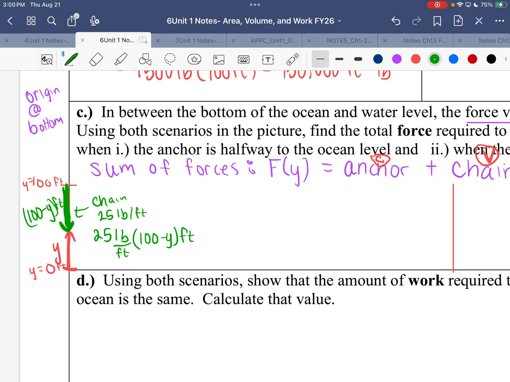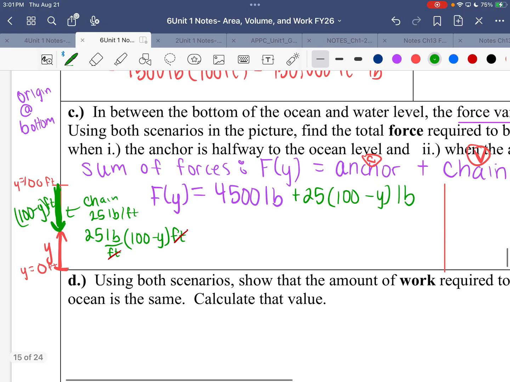Do you see how the units are going to cancel each other out? Now we are just left in terms of pounds, which is what we want. We need the force equation to only be in terms of pounds. That's why I like to include the units when I write these steps, because I know that I'm in the right units. I have the force ready to go. All right, so let's write our force equation. We have the force of the anchor, constant 4,500 pounds, and the force of the chain, 25 times (100 minus y) pounds.